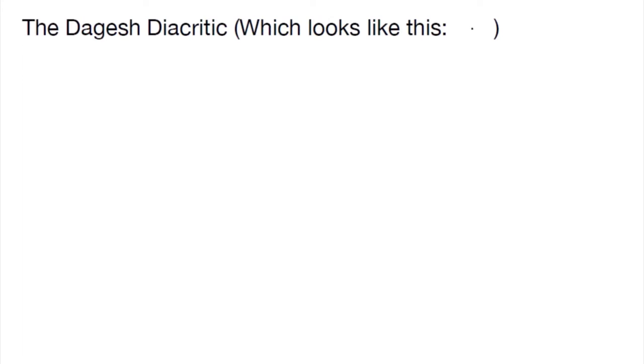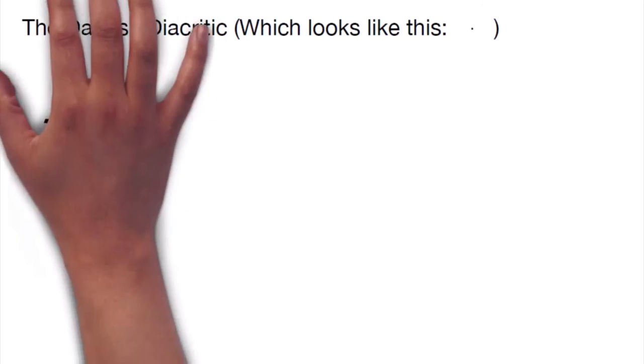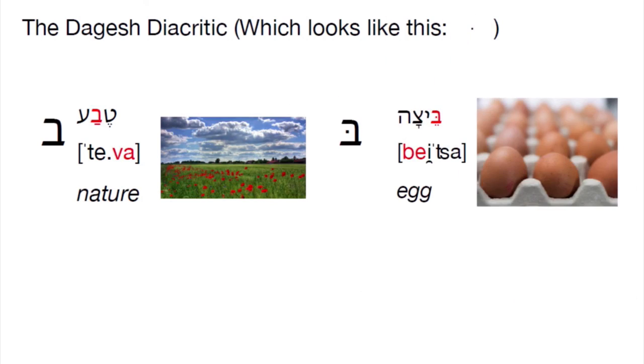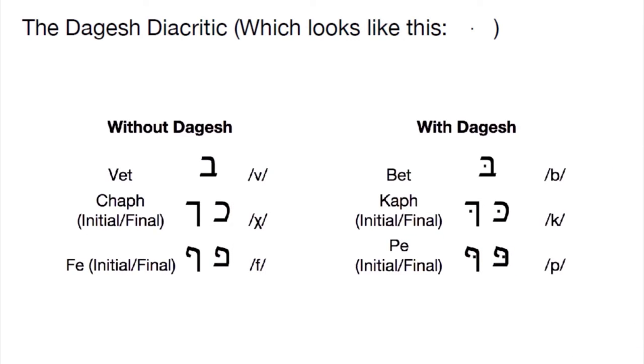The only other thing I wanted to mention is a dot, known as a dagesh, that helps differentiate between pairs of similar consonants. This, for instance, is the letter vet, as in teva, and this is the letter bet, as in beitza. The bet has the exact same shape as a vet. It has that extra dot, that dagesh. Same thing happens with chaf and kaf and fe and pei.